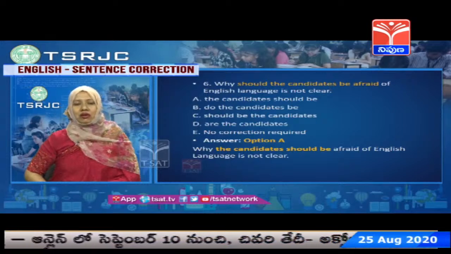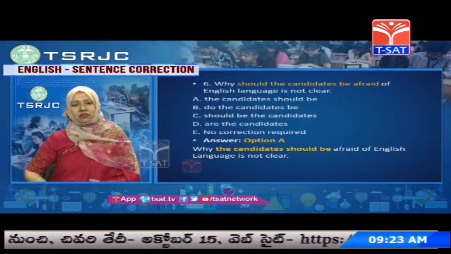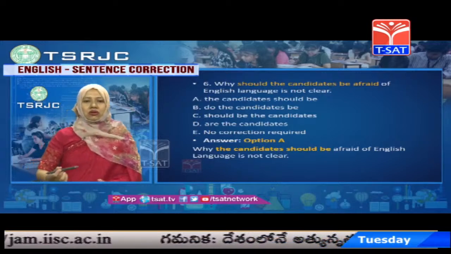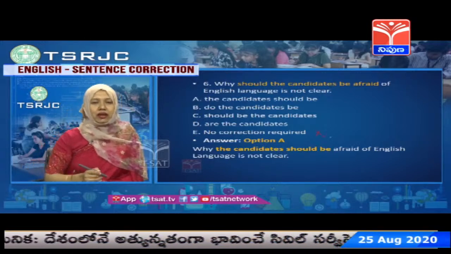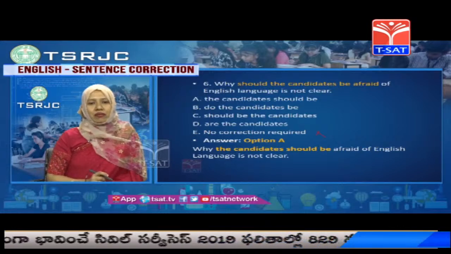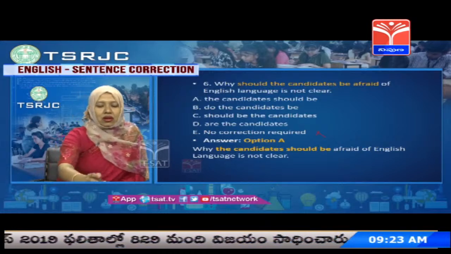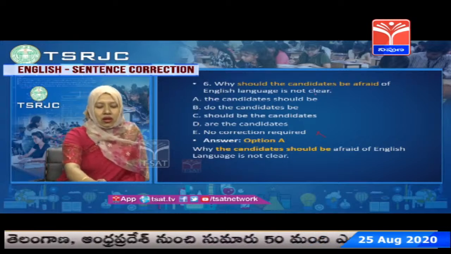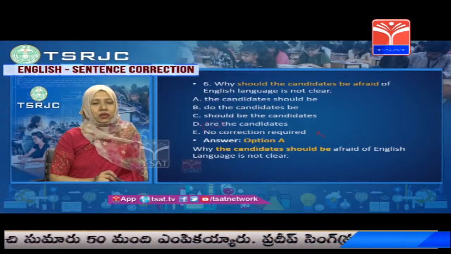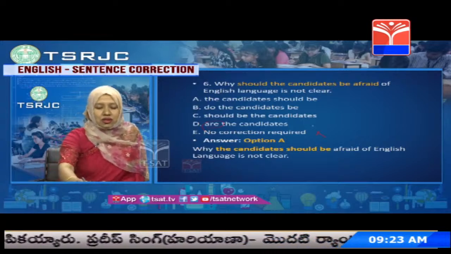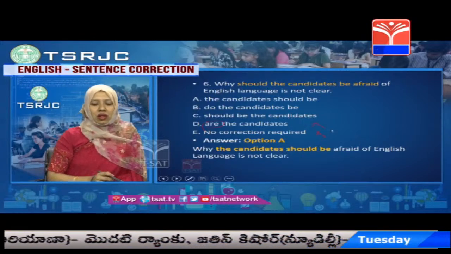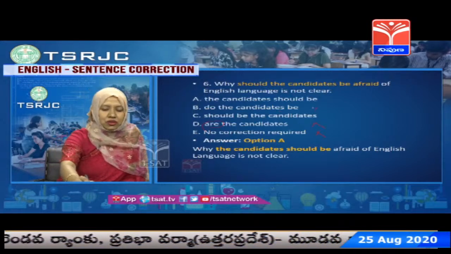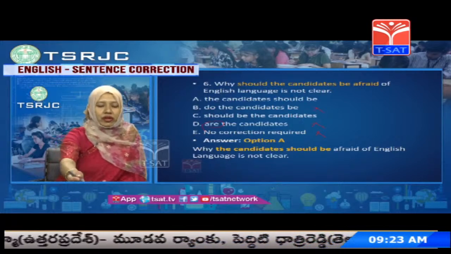Now always remember a simple rule, the modal verbs are used after the nouns. So there is a mistake here. Option E, no correction required, is eliminated. Here there is a mistake in the placement of modal verbs. A helping verb is used in option D, are the candidates. So this is wrong, you can eliminate this. Now if you look at option B, do the candidates be, again a do form of verb is used, you can eliminate this. Now you are left with A and C.